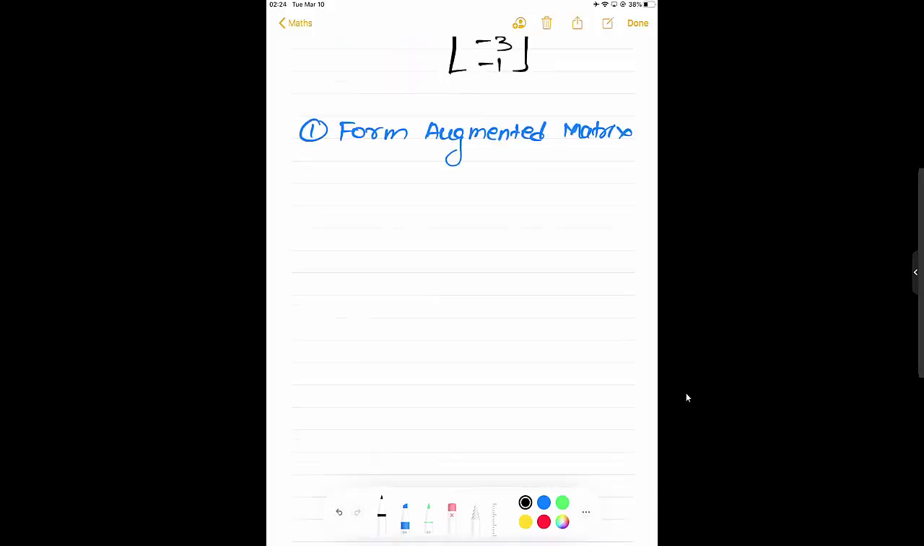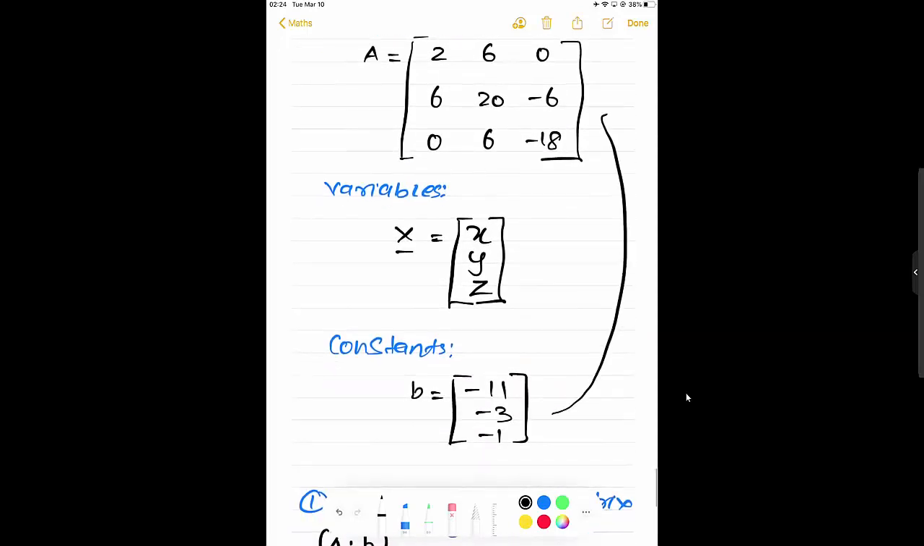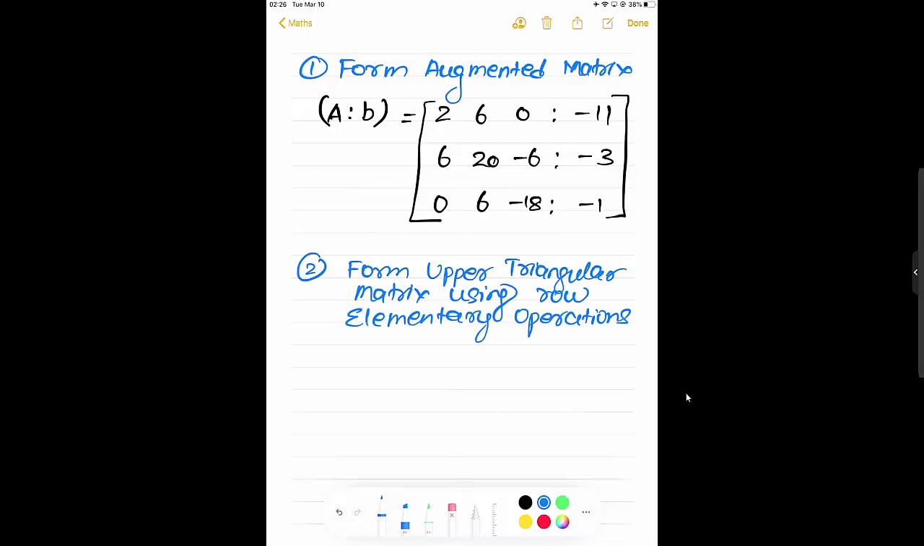The first step is we have to form the augmented matrix. For that, the syntax is A colon B matrix we have to form, nothing but clubbing this to this particular matrix. We have formed the augmented matrix. The next step is we have to form the upper triangular matrix using row elementary operation. Upper triangular matrix means these three values we have to convert to 0. Good part here is luckily we have already 1 zero.